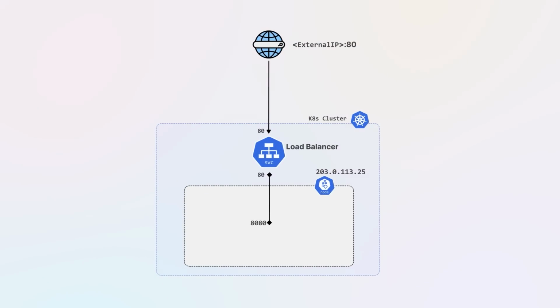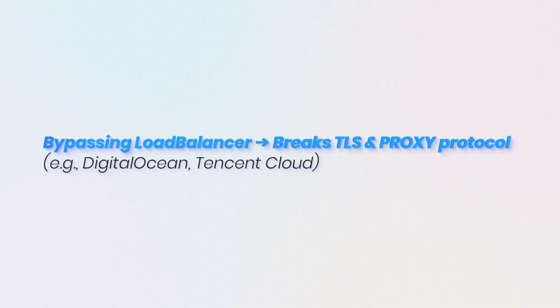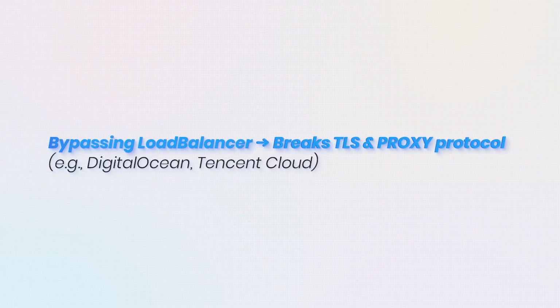When you create a service of type LoadBalancer in Kubernetes, an external IP is assigned to allow external traffic into your cluster. By default, kube-proxy binds this external IP to each node, and this setup works well in many cases, ensuring fast, direct traffic routing from pods to service. However, this behavior causes problems in certain scenarios. Some cloud providers, like DigitalOcean or Tencent Cloud, rely on traffic passing through the load balancer to enable features like TLS termination or proxy protocol. And if kube-proxy bypasses the load balancer, these features won't work as expected.